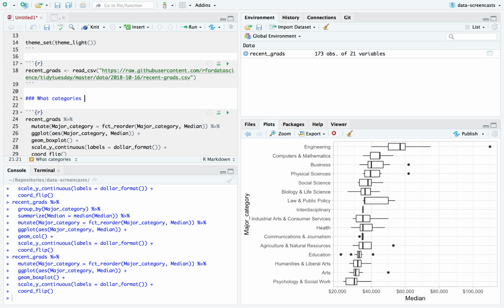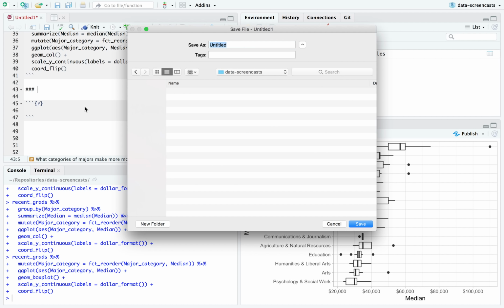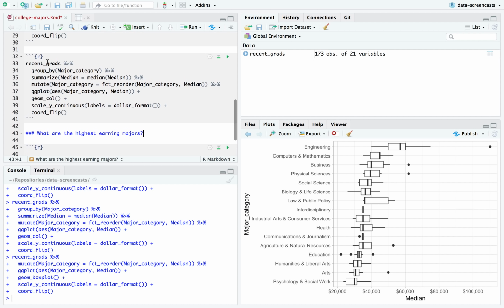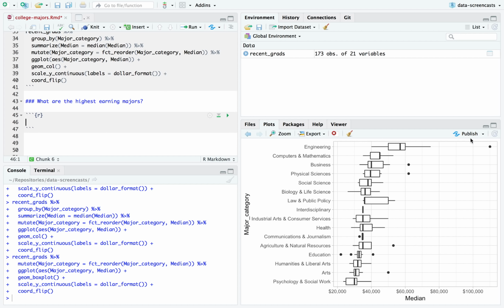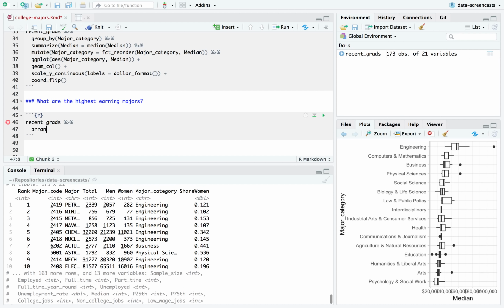And I'd say, what categories of majors make more money than others? I'm going to start a new section, and I haven't saved this yet, so I'm going to save this as college majors. And I'm going to ask a new question, which is, what are the highest earning majors? With that, I'm also going to ask, can we trust these individual values, or is it a matter of sample size? Anytime I want to say the highest earning, I'm going to use arrange.